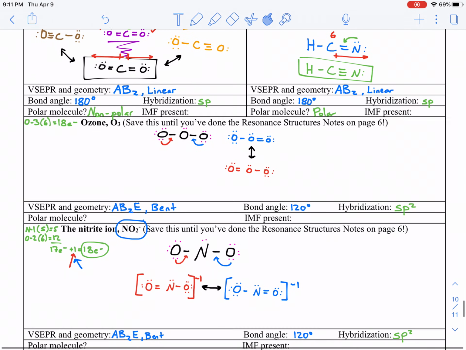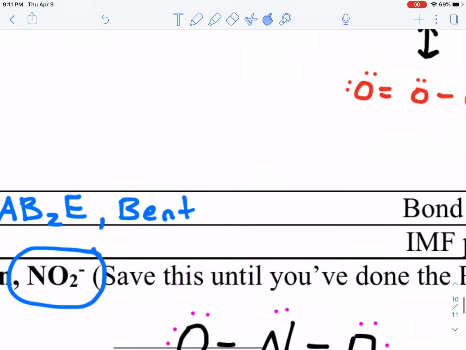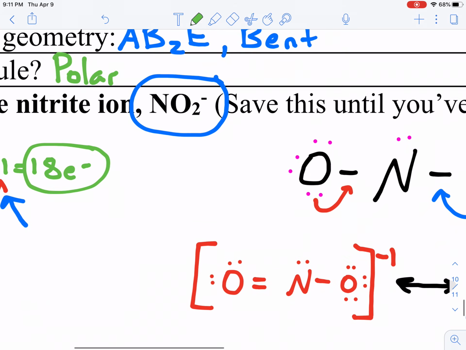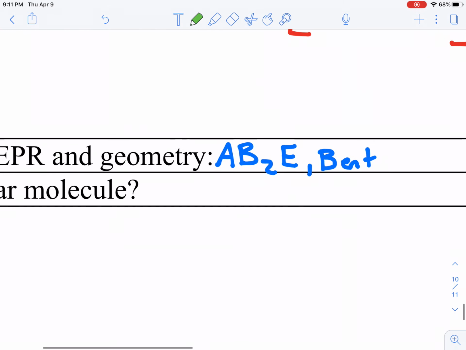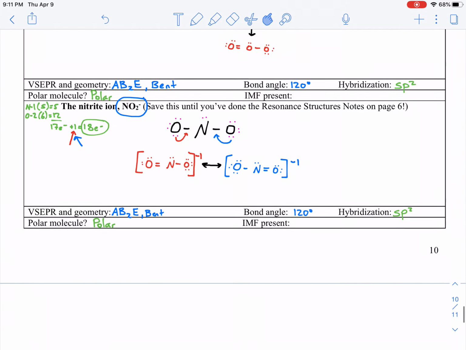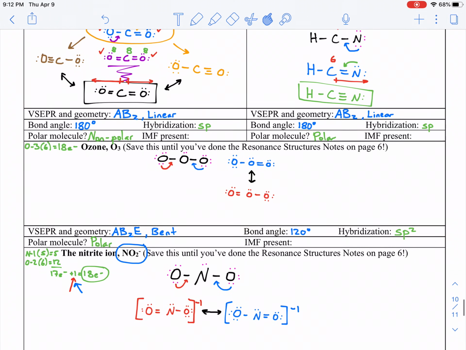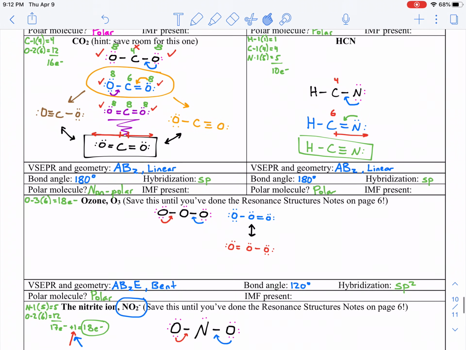Down with ozone, we have a lone pair on the central atom, so right off the bat, automatically we consider this to be polar. And same thing with the nitrite ion, lone pair on the central atom, so automatically this is polar. If there were no lone pairs on those two, because they're bonded to the same terminal atoms, they'd be nonpolar, but the central atom lone pair takes precedence, so those are automatically polar.